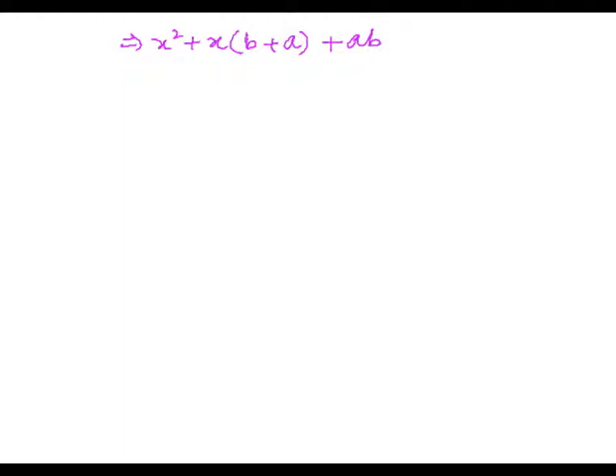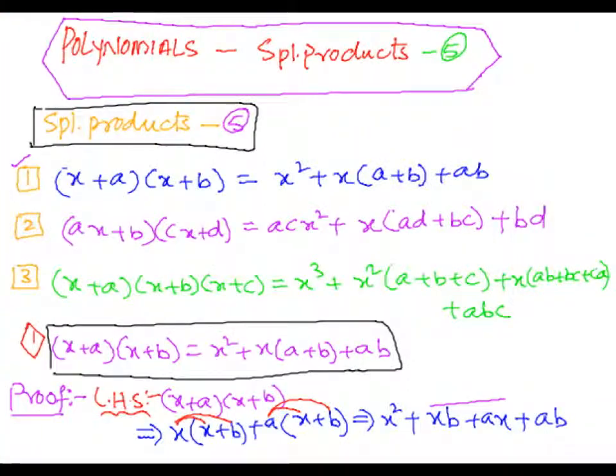Or in other words, we can write it as x square plus x into (b plus a). As per the commutative property, b plus a can also be written as a plus b, which also holds good under commutativity. So plus ab. In this manner, by taking the LHS, that is (x plus a) into (x plus b), we reached the RHS, that is x square plus x into (a plus b) plus ab, which is the right hand side.